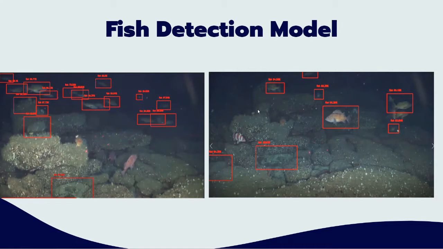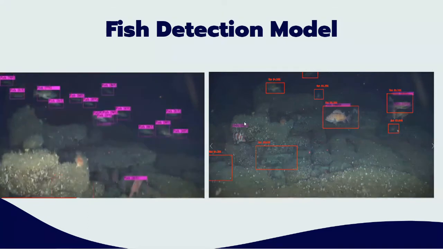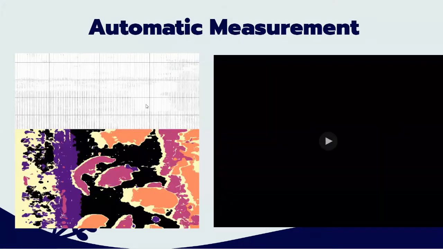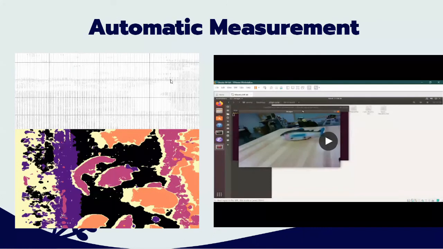As such, here are some pictures of the old model at work, and here is the improved model at work. As you can see, there are still some discrepancies here, but in general, the boxes are more tightly bounded around each and every individual fish, and the number of false positives is greatly decreased. With an improved model, I then worked on incorporating the depth data to make the measurement fully automatic.